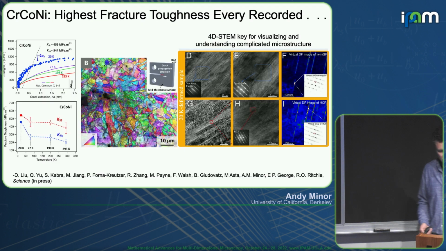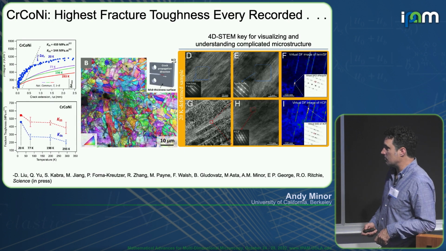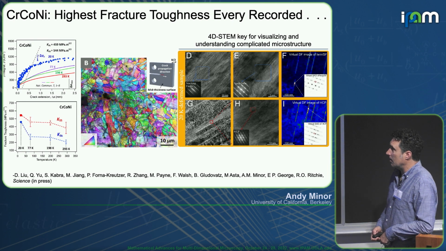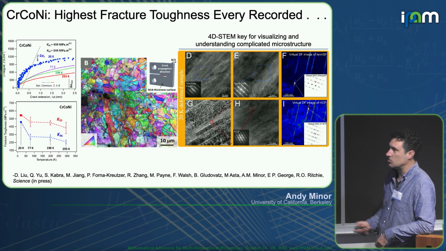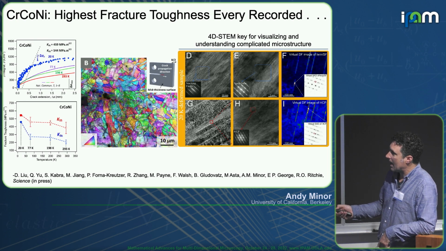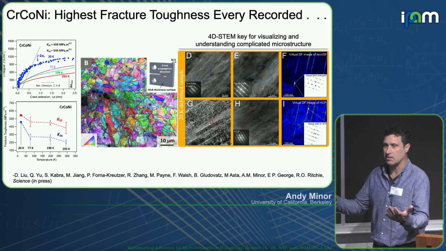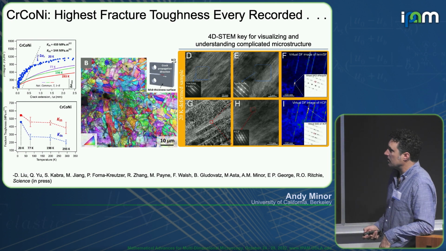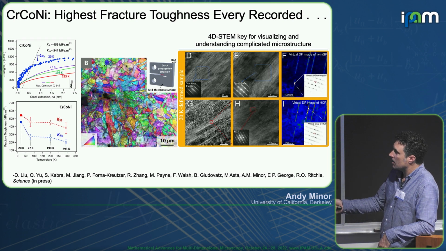And just to prove that point, this is my last slide here. This is a paper that was just accepted in Science, because this is the same alloy, and we recorded the highest fracture toughness ever, essentially. So the same alloy at low temperature, 20K, near liquid helium, has this fracture toughness above 500, which is a crazy number. And it really comes about from what we think is these long extended defects.